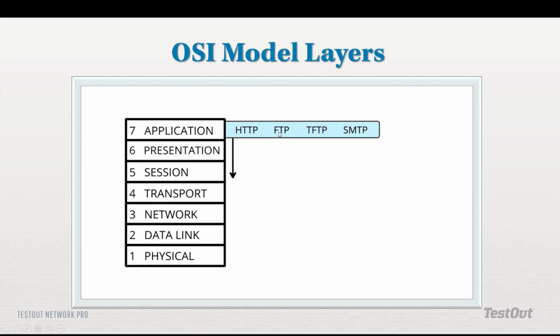So these are the common protocols in the application layer. FTP is file transfer. TFTP is trivial file transfer. That's how you upload and download files. SMTP is how you send out an email. Again, presentation is for the syntax, which is really formatting, encryption, and compression. And normally you're going to be using SSL for the encryption.